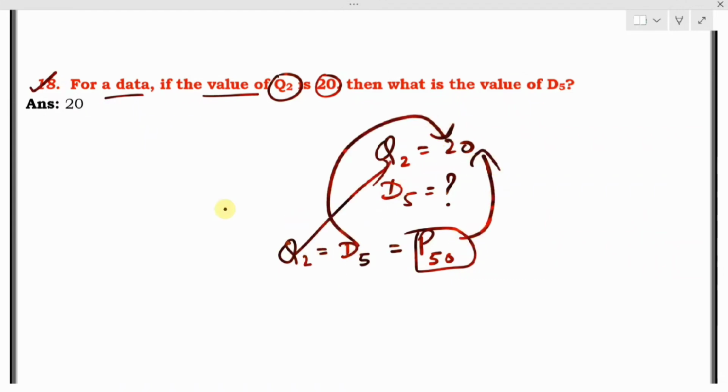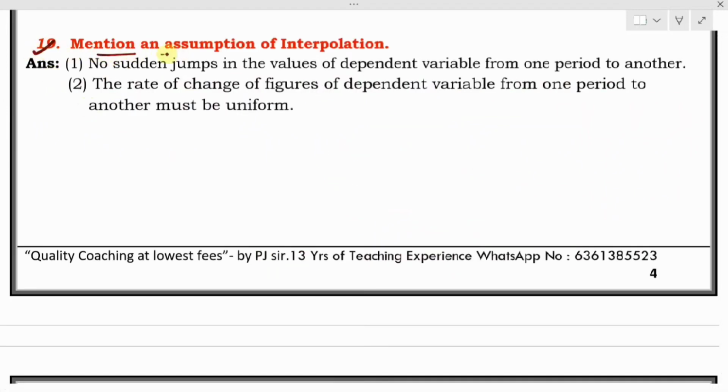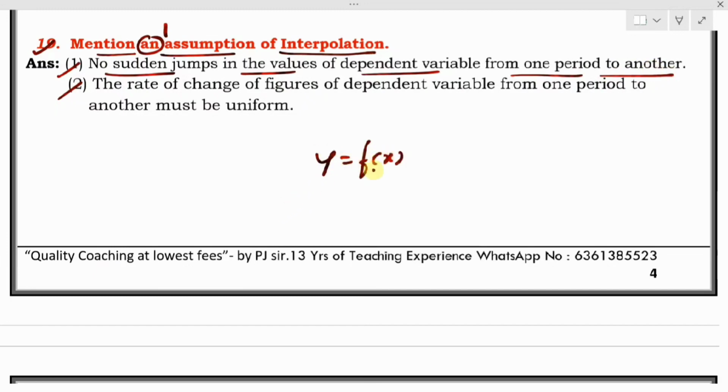D5 is also 20. So again, answer to be written as 20. Next question number 19, mention an assumption of interpolation. Again, an assumption, only one assumption, even if you write, you're going to get one mark. Here I have given for your reference two assumptions. No sudden jumps in the value of dependent variable from one period to another, where dependent variable y equals f of x will be the equation. Y will be dependent variable and x will be independent variable. So there are no sudden jumps in the value of dependent variable. This is one of the assumptions of interpolation.